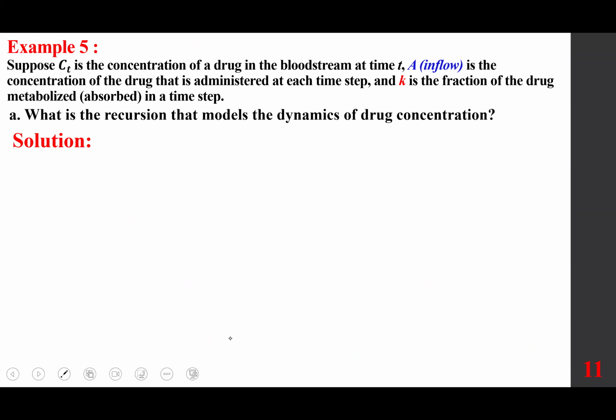All right. Suppose C sub t is the concentration of a drug in a bloodstream at time t. A, the amount of inflow, is the concentration of the drug that is administered at each time step. That means every hour, every 4 hours, every 12 hours, every day, every week, whatever this time step means. This is very important, everybody.